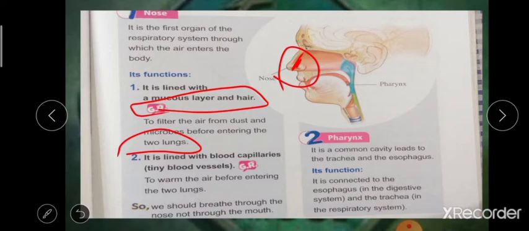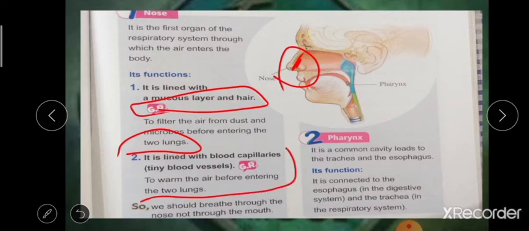The air around us contains a lot of dust and microbes. So hair and mucus filter air from dust and microbes before entering the lungs. Also, it is lined with small blood vessels. Blood vessels mean tubes, blood moves inside them. Small or tiny tubes or pipes where blood moves inside are called blood capillaries. Why? To warm air before entering the lungs.